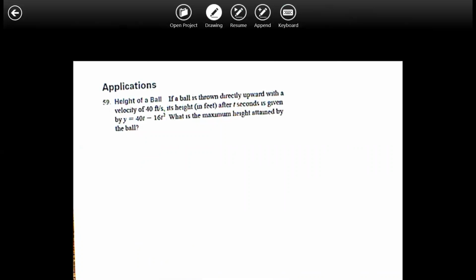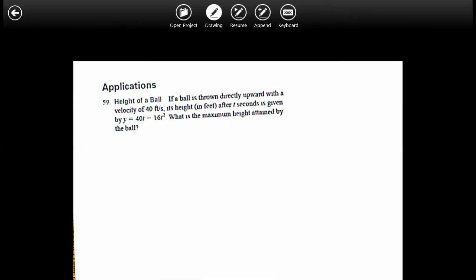Now, in the problem that's given here, don't freak out that it's a word problem and you don't know what it's asking for. What is this 40? What is this t squared? What is this equation giving me? Don't freak out. These are not that bad, because we're going to follow the same methods we've been using. It tells us the height of a ball, if thrown directly upward with a velocity of 40 feet per second.